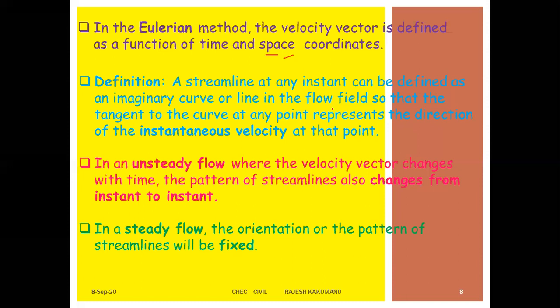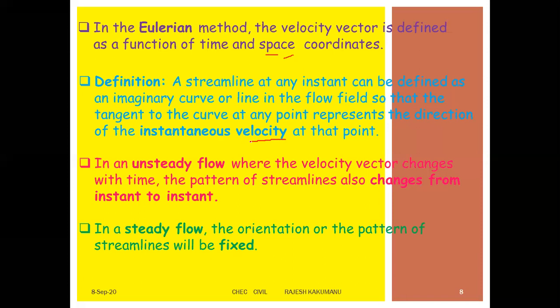It may be straight water flow, it may be curved water flow, or maybe some other pressurized water flow. It is an imaginary line showing the field, so that the tangent to the curve at any point represents the direction of the instantaneous velocity at that point. Whatever line is drawn tangent to the curve shows the instantaneous velocity at that point. That is the definition of the Eulerian method.